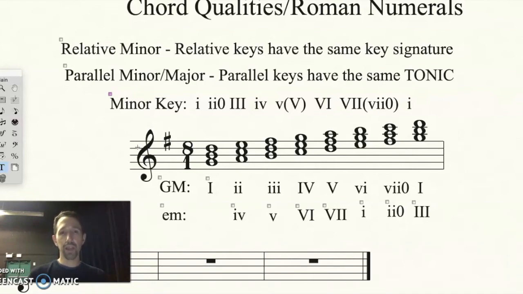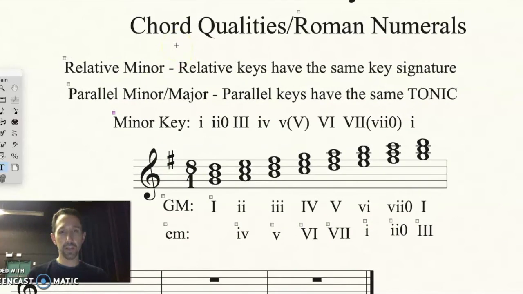I've thrown a lot at you, but that is your intro to minor keys and the Roman numerals that accompany those. Again, minor 1, diminished 2, major 3, minor 4, minor 5, but we usually change it to major 5, major 6, major 7, but very often we will change it to be diminished, just like it was in its parallel major key.